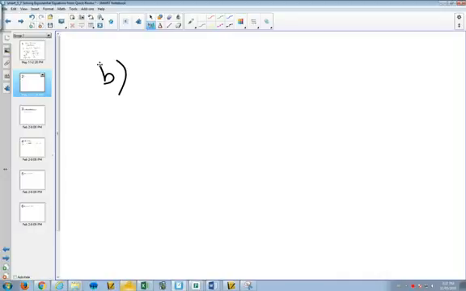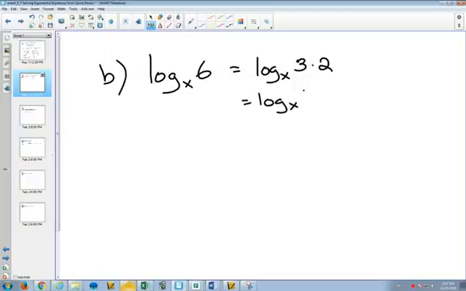So part B, we have log x of 6. Any ideas on how you could rewrite 6 using 2's and 3's? Log x of 3 plus log x of 2. Oh, yeah, sorry. Yeah, 6 is 3 times 2, and then you can go log x of 3 plus log x of 2. And this is b, and this is a. So in terms of a and b, log x of 6 would be b plus a.